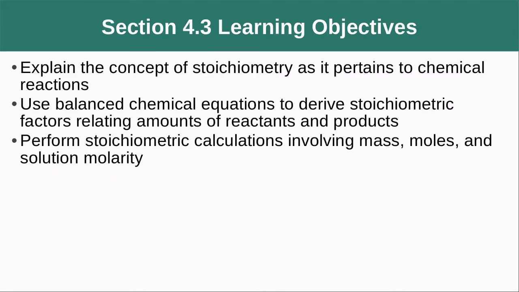In section 4.3, we're going to explain the concept of stoichiometry as it pertains to chemical reactions. That's exactly how do we manipulate the ratios of the coefficients. We will use the balanced equations to derive stoichiometric factors. And then we're going to perform some stoichiometry calculations.